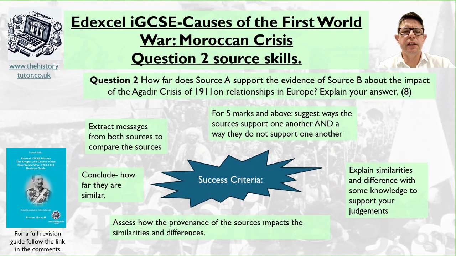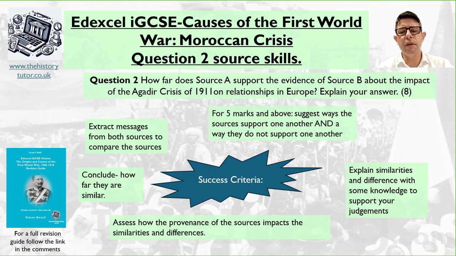So firstly, you need to extract ideas and messages from both sources and start to compare them. Then for 5 marks and above, you need to suggest ways that sources support one another and ways they do not support one another. So just basic suggestions from the sources is going to get you 1 to 4 marks. Then explain similarities and differences with some knowledge to support your judgments. So you need to show an understanding of the topic in your suggestions and in your ideas. A little bit of knowing explanations is important.